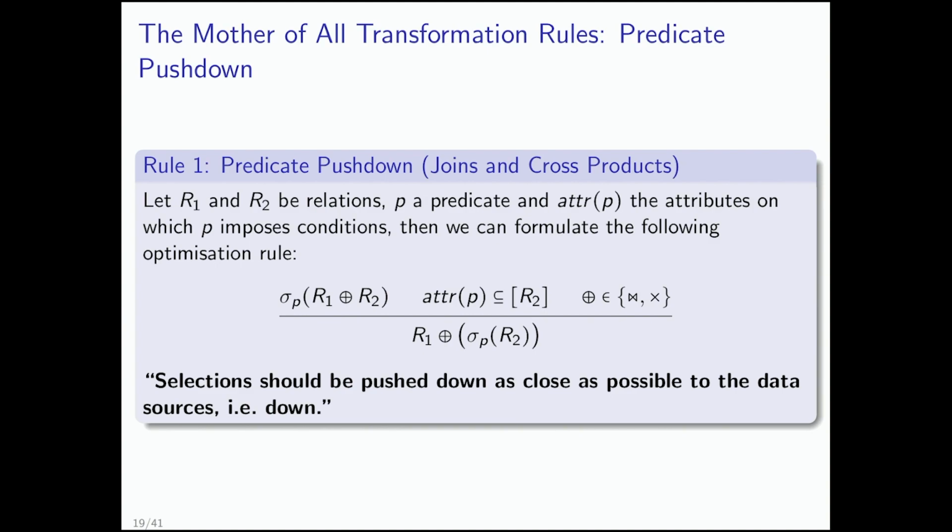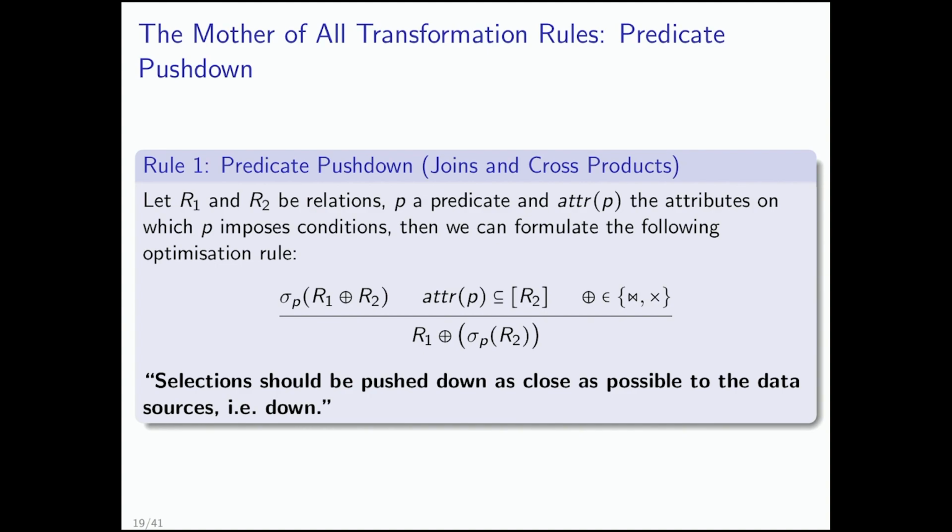So we have two relations, R1 and R2. We have P, that is a predicate, and this expression is all the attributes being mentioned in P. So the attributes on which P imposes a condition. Then we can formulate the following optimization rule.